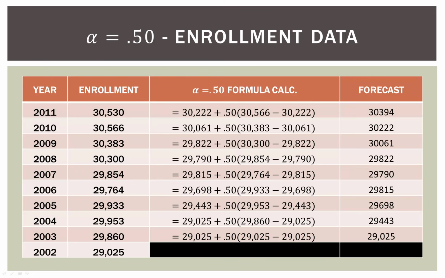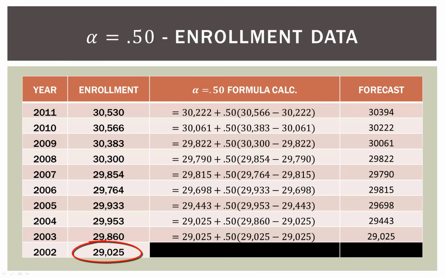So let's go down to the very bottom, and you'll notice that the two cells in the lower right are blacked out. And that's because, remember that in order to calculate the EMA, we have to have information about the previous year, but in the 2002 case, we do not. So we cannot really calculate that information for 2002. However, we can for 2003. But the only information we have for 2002 is the actual enrollment.